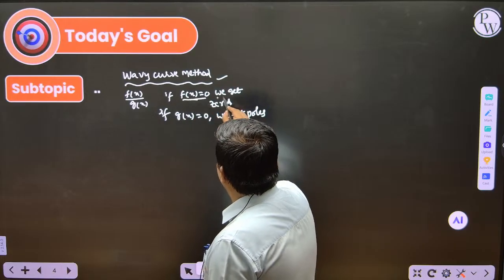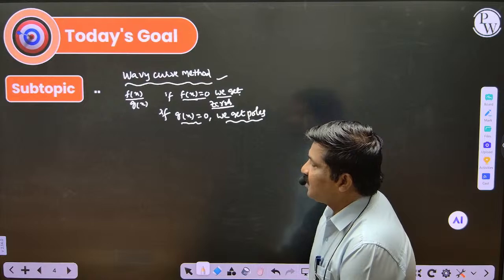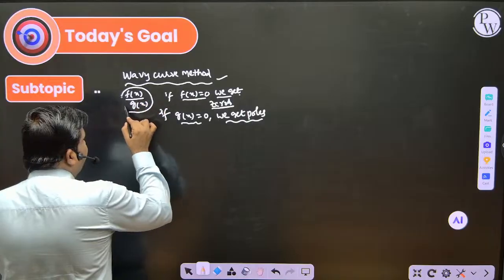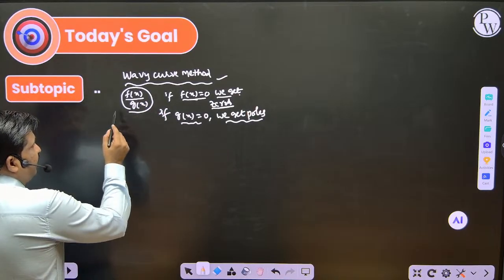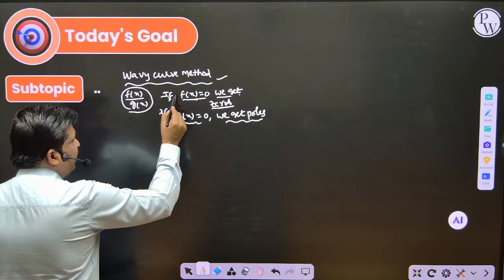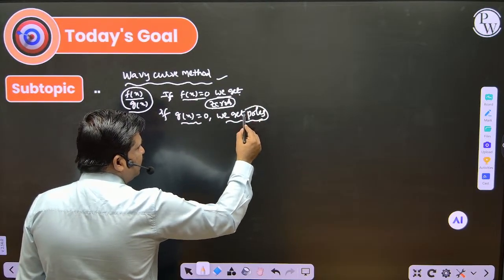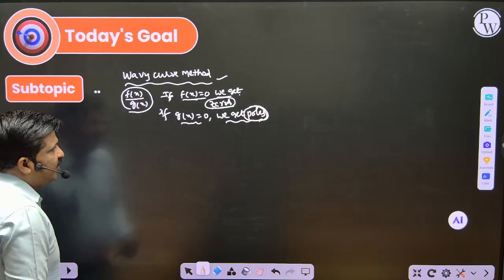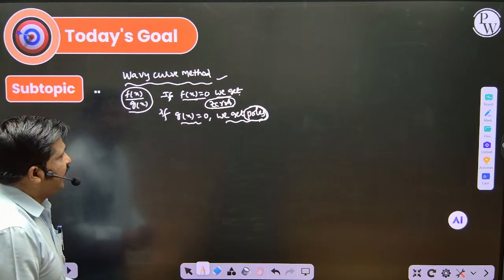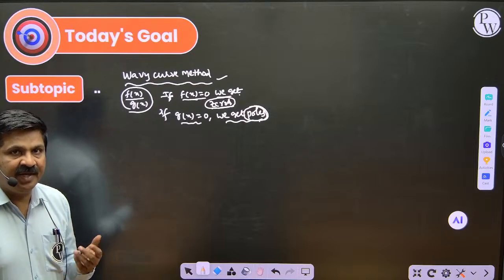If f of x is equal to 0, we get zeros. If g of x is equal to 0, we get poles. If it is in the form of f of x by g of x, we want to find the zeros and the poles. How do you find the zeros? By equating the numerator to 0, we get zeros. How do we get poles? Equating the denominator to 0, we get poles.